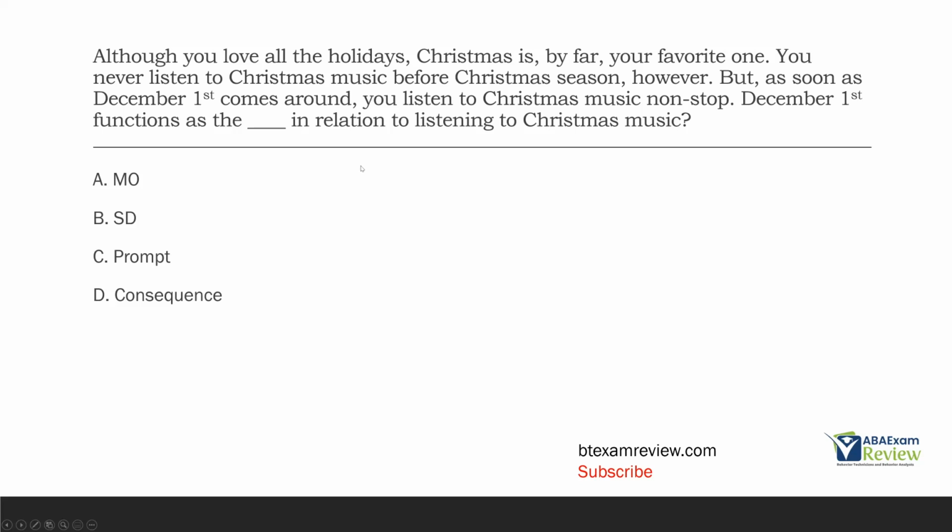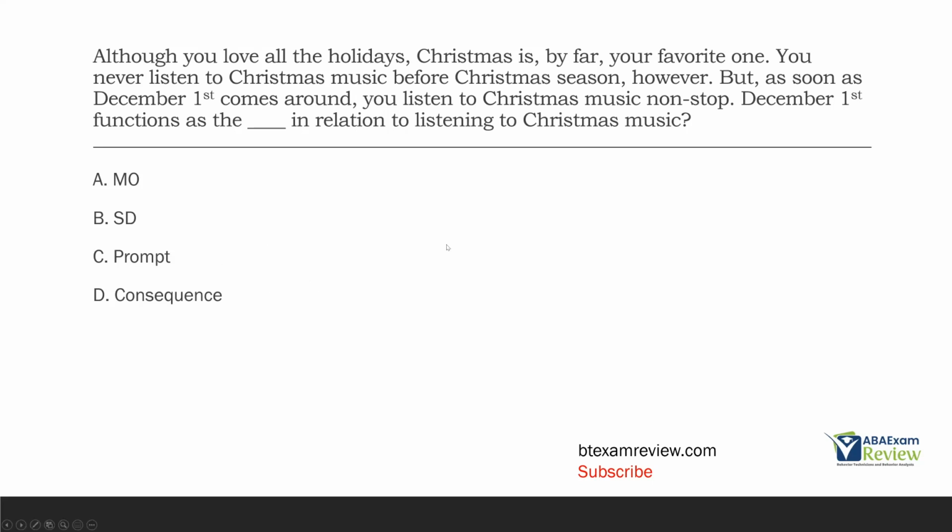You start wanting it. So in that case, is December 1st an MO? Well, yes, because December 1st is increasing the value of the Christmas music. It's making you want the Christmas music. It isn't an SD because it's not signaling Christmas music is available. Christmas music is available all year, right? It isn't a prompt either, right? Because a prompt is going to follow the SD. All December 1st is doing is increasing the value of the Christmas music. It's making you want it more.